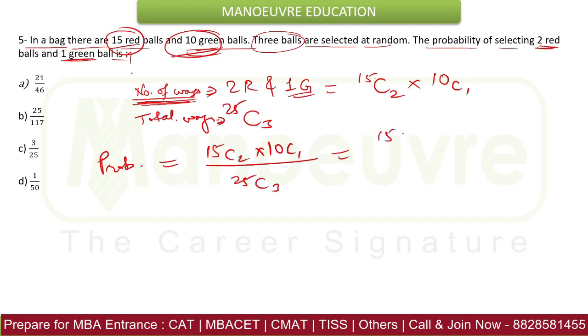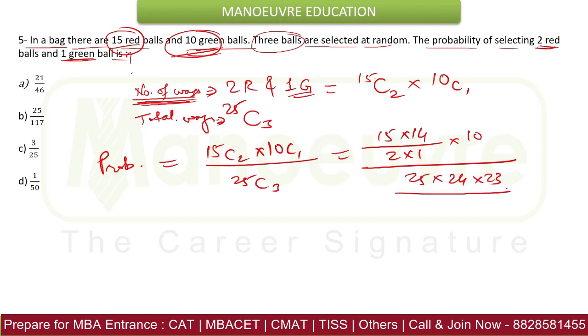That means it will be 15 into 14 divided by 2 into 1, into 10, divided by 25 into 24 into 23 divided by 3 into 2. Now let's simplify this. It will be 6 ones and 6 fours. This will be 2 ones and 2 fives.